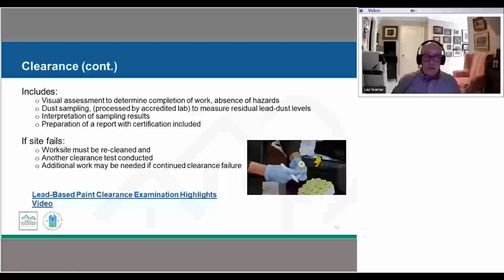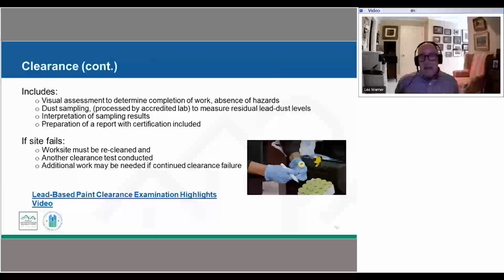So when we're doing clearance, I want to talk a little bit about what's involved in that. So again, we're going to do a visual assessment. So looking for, first off, looking at our scope of work to make sure that everything that we had designated that needed to be completed as part of our hazard reduction plan has been completed from our visual assessment, that all of the dust and debris, all of that has been cleaned up.